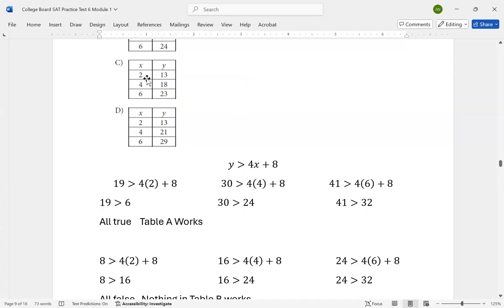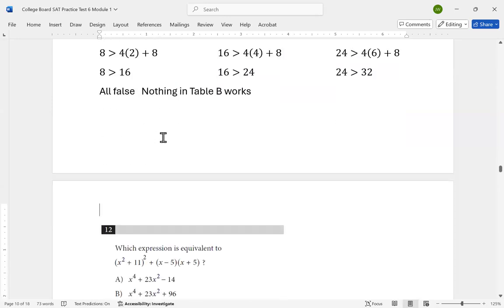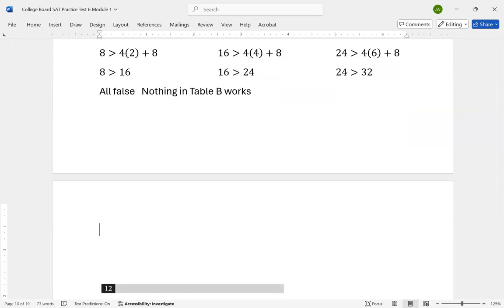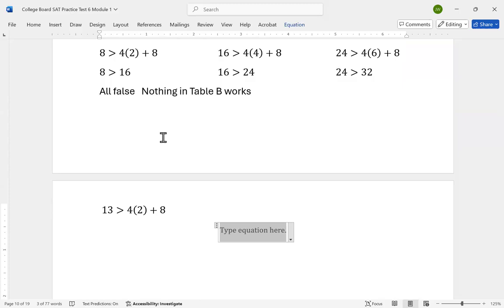So if I really wanted to check table C and table D, let's plug in 2, 13. That would be 13 in for the Y value, and then 2 in for the X value. And on both of those, what we get is 13 is greater than 16. That's obviously false. So neither table C nor table D works either.